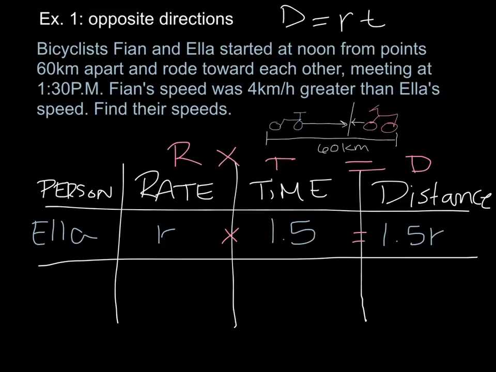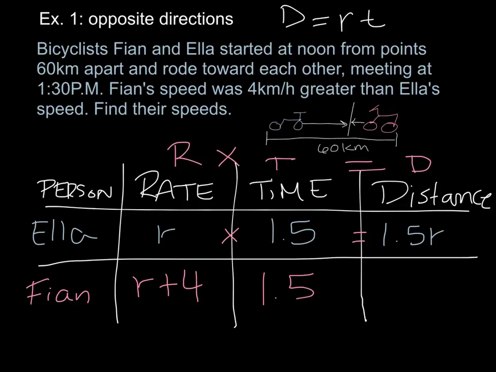I'm going to do the same thing for Fionn here. So we've got Fionn. He's our second person. He's going at a rate that is 4 kilometers greater than Ella's. So Ella's is R, and Fionn's going 4 kilometers per hour faster. So that's his rate. He's also traveling between noon and 1:30, so he's also traveling for 1.5 hours.